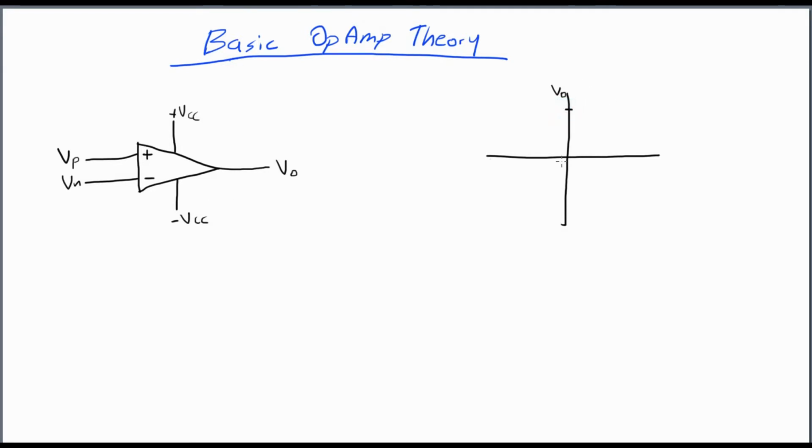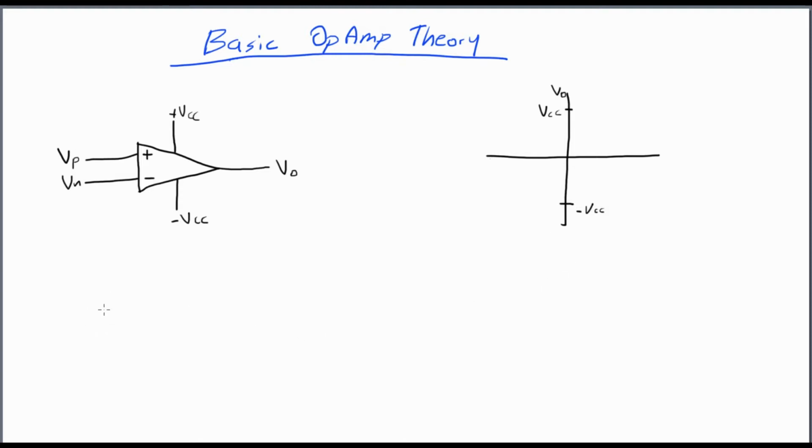So if I draw two tick marks on my graph, VCC and negative VCC, I know that whenever my output is trying to go greater than VCC, it's going to be clamped, or it's going to be saturated, meaning it will flatline at that value and it won't go any higher. Likewise, the same thing for negative VCC. Whenever I'm approaching my negative power rail here, it will actually flatline at this value and it won't go any more negative. So that's the first thing I know about an op-amp.